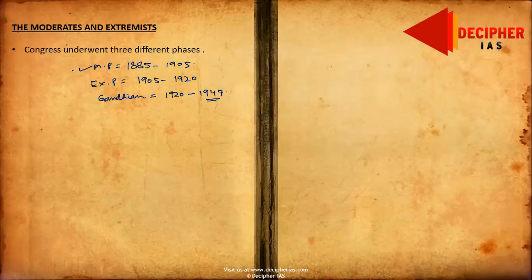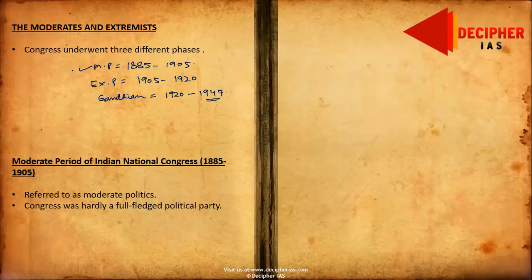The moderate period of Indian National Congress, that is from 1885 to 1905, was the phase referred to as moderate politics. Congress politics during the first 20 years of its history is roughly referred to as moderate politics. Congress at that time was hardly a full-fledged political party. In fact, it was more in the nature of an annual conference.